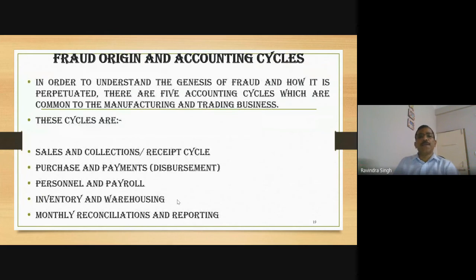Fraud origin and accounting cycles. These cycles are sales and collection receipt cycles, purchase, personnel and payroll, inventory and warehouses, and monthly. After doing manipulation in these 5 heads, you can create the frauds.